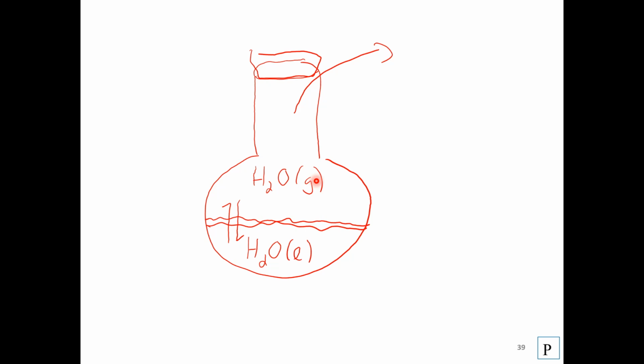That is Le Chatelier's principle, and that is the end of part 3 of equilibrium.